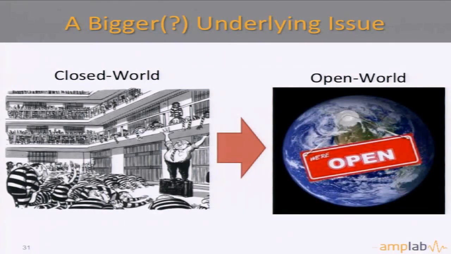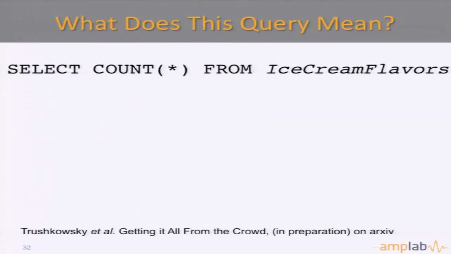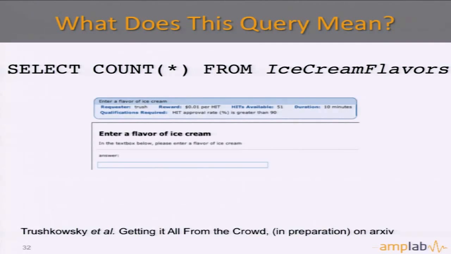So just to give you an example, how should the answer look for a query like select count from ice cream flavors, where ice cream flavors is one of these crowd tables, where we go out to the crowd to find more ice cream flavors. And so how do we know the answer is complete? When are we done? This query would actually run on our platform. It would create a HIT. It would post it. It would spend money on it. But it's really hard now to assess the quality of the answer, right? When are we done?